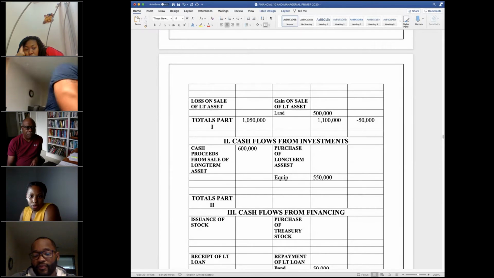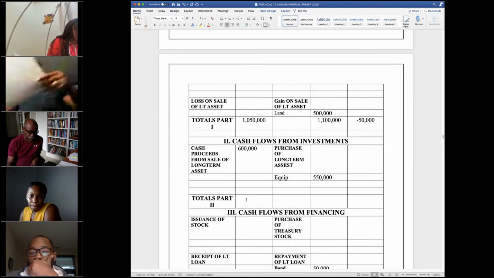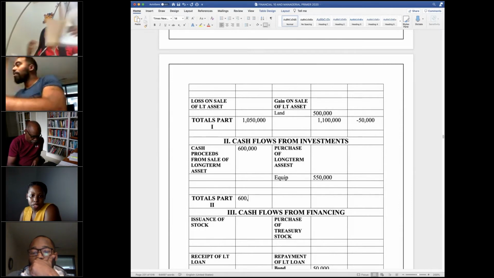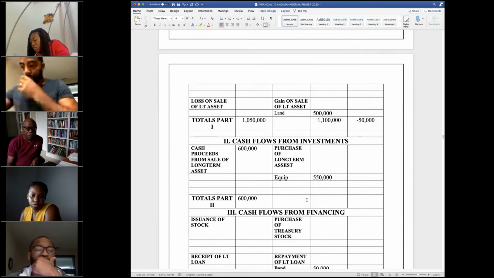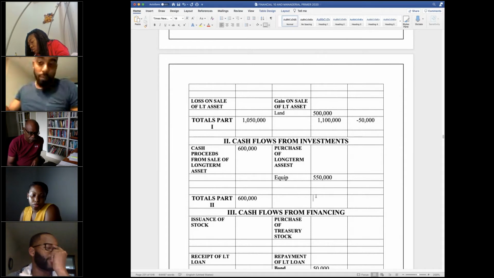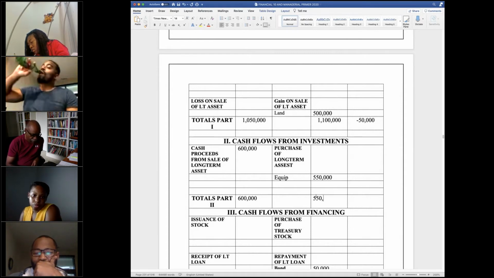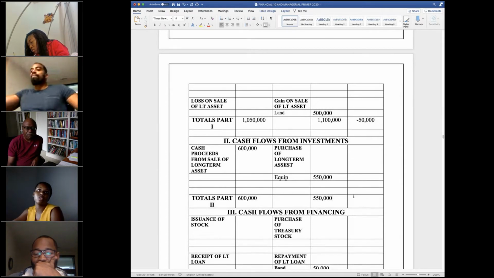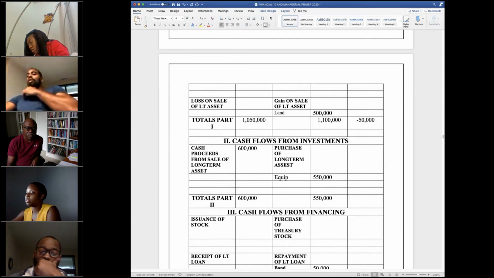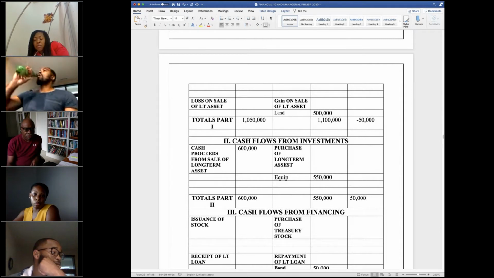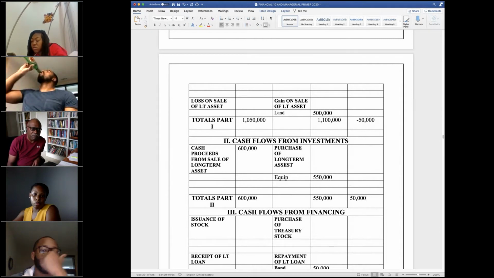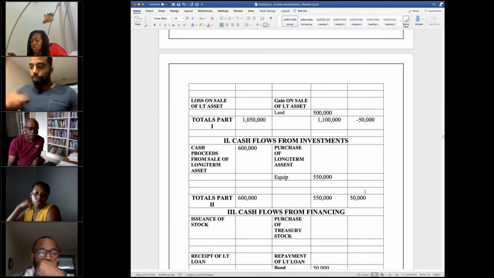Now let's go to the second part. Pretty easy. 600,000, 1,000. 550,000. 150,000. So this is a plus 50,000, right? Mm-hmm. So you bought equipment, but you sold land. So it's kind of netting out.